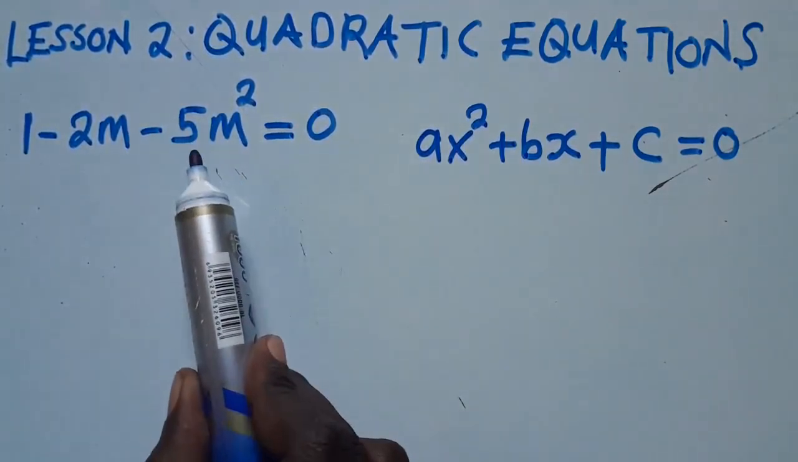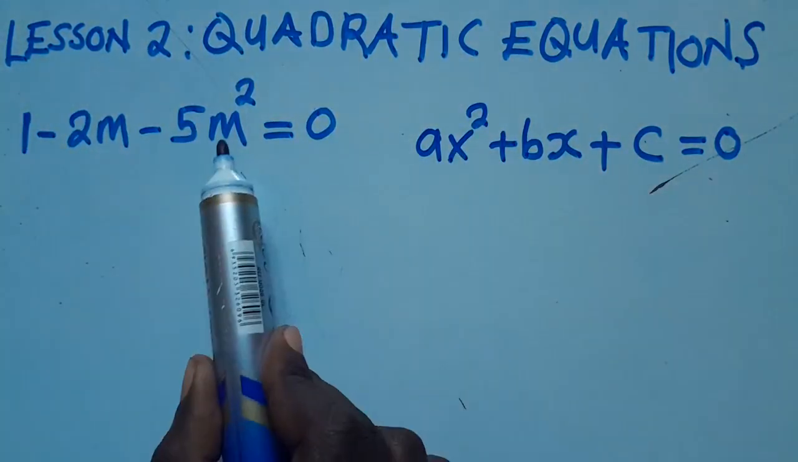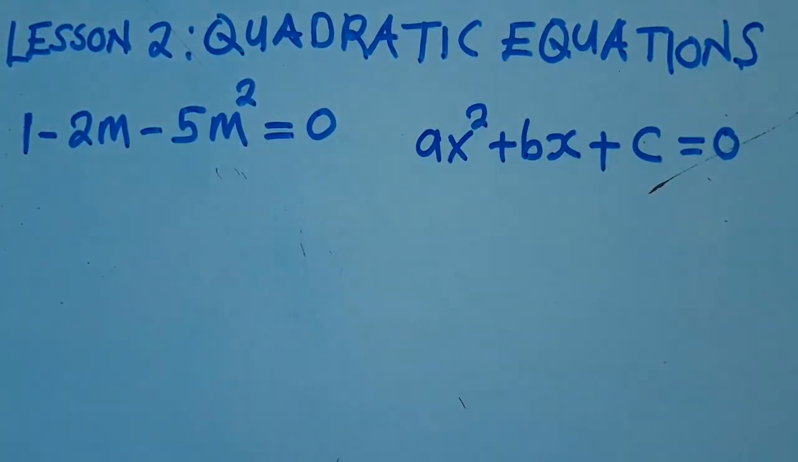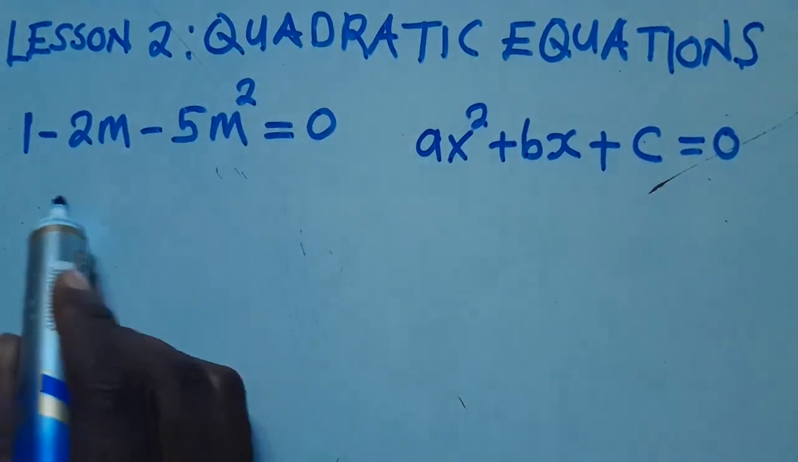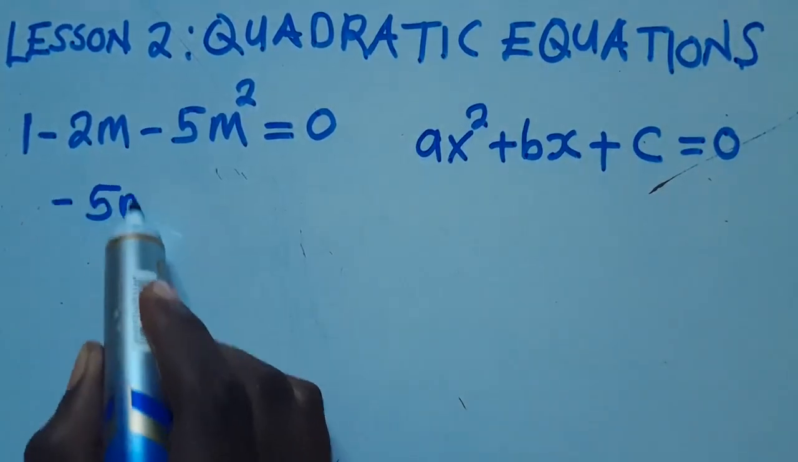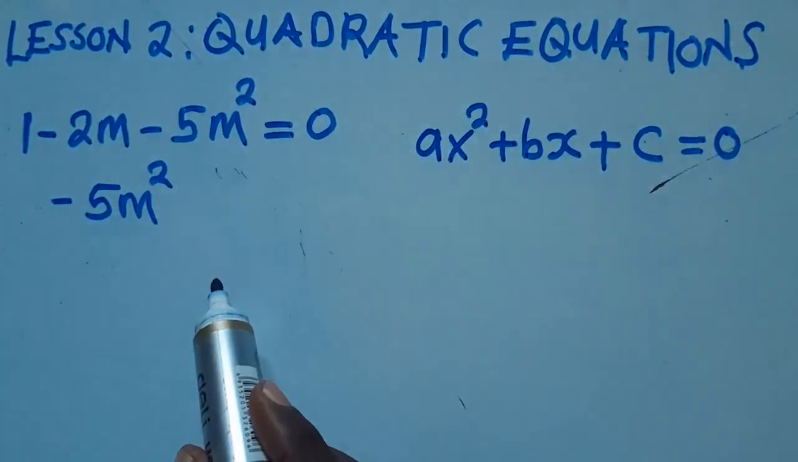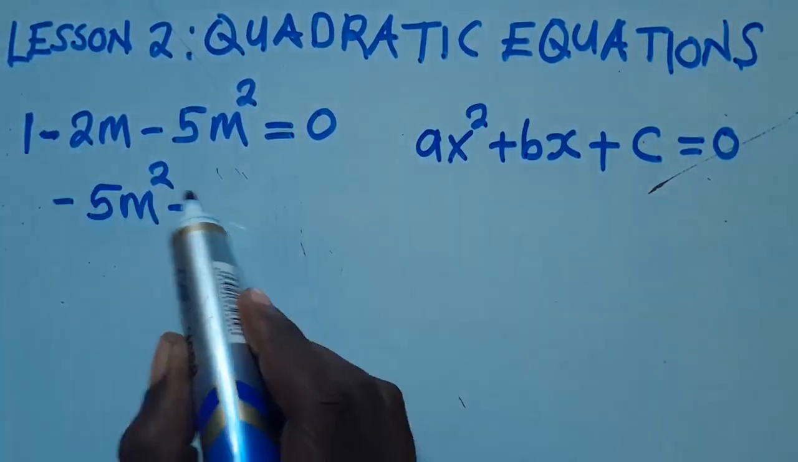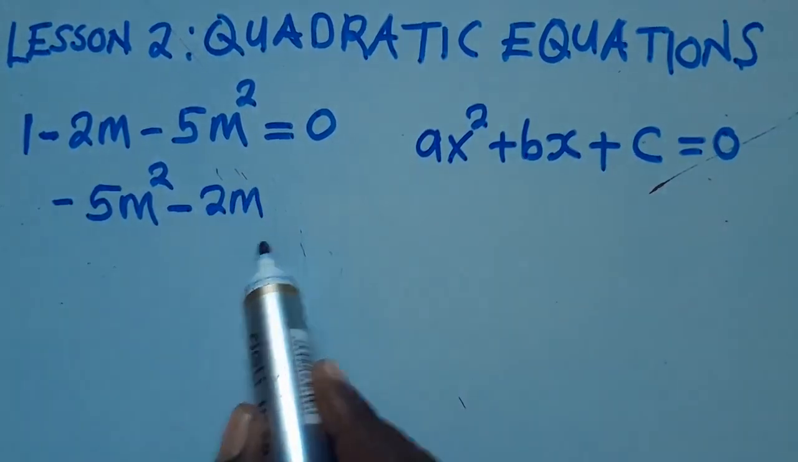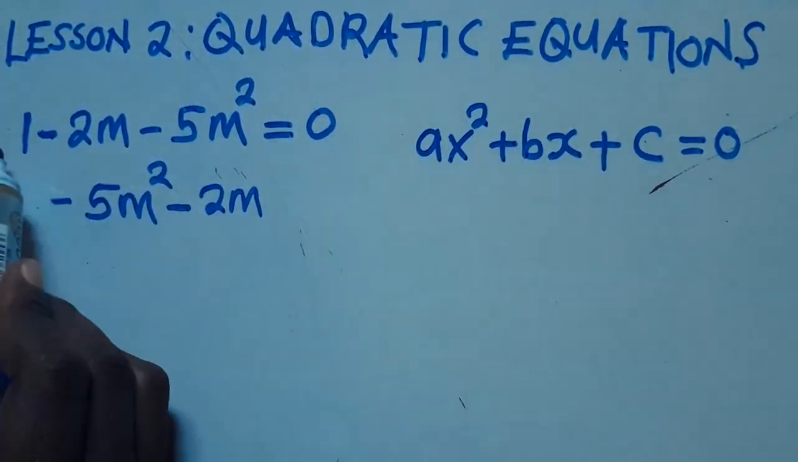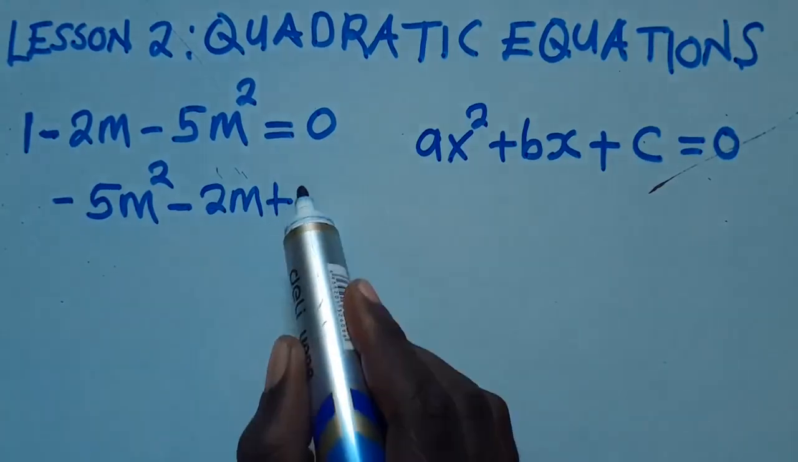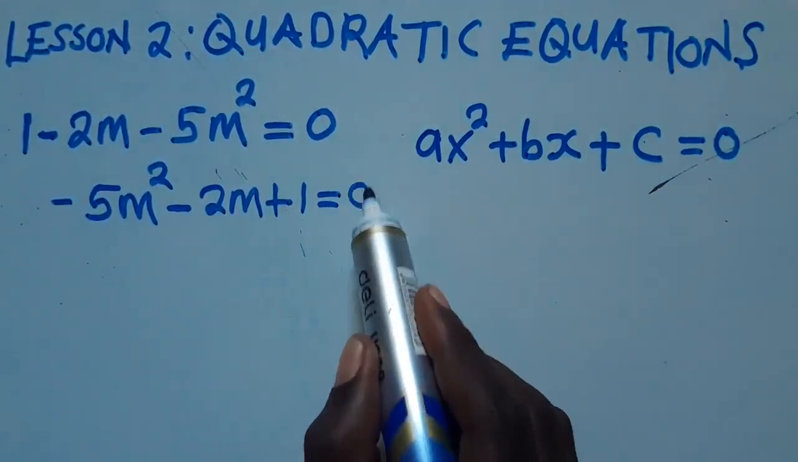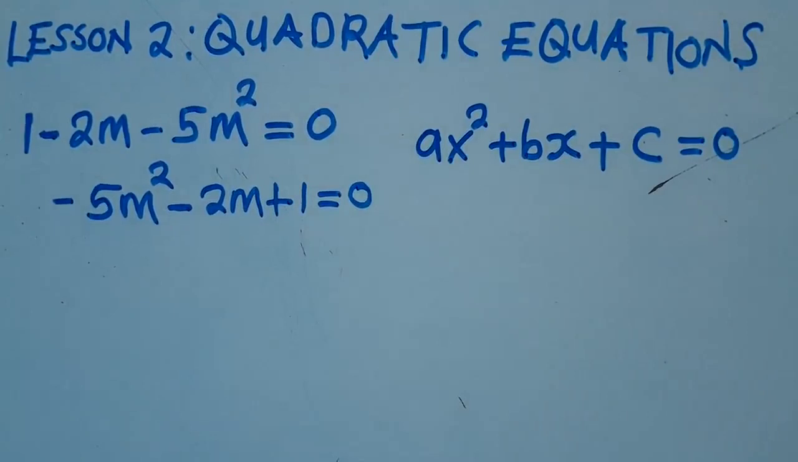We need to start with this one, which is having a square, and this one also having a square. So what are we supposed to do? This is negative, so I'll say negative 5m squared, then minus 2m, then a constant. This is a positive, have you seen? So that is a plus 1, then equal to 0. That's what you are supposed to do.